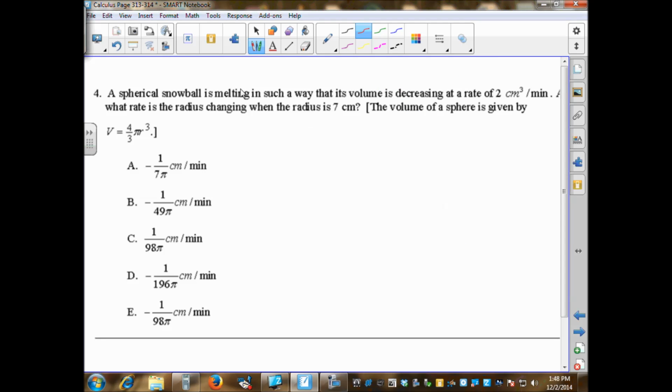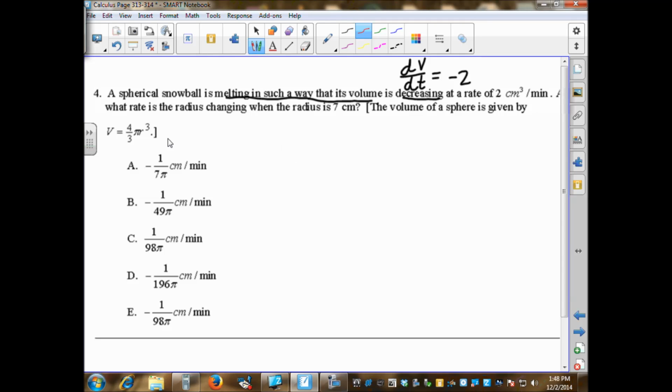Okay, let's see. Volume of a sphere. A snowball is melting, and the volume is decreasing at a rate of 2 cubic centimeters per minute. In calculus, that means dV over dt. Is that going to be a positive 2 or a negative 2, Aaron? Why? It's decreasing. Okay. And we want to know at what rate the radius is changing when the radius is 7 centimeters. And they give us the formula.